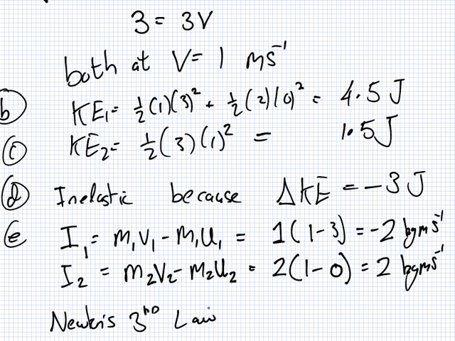I just wanted to do this one to show you that it's not actually an accident. This should always happen for these problems: the impulse change on one should be equal and opposite to the impulse change on two. There's this relationship between them.